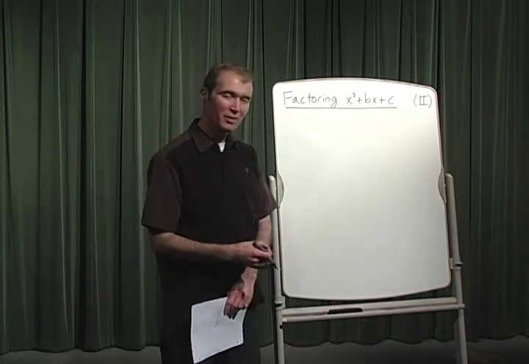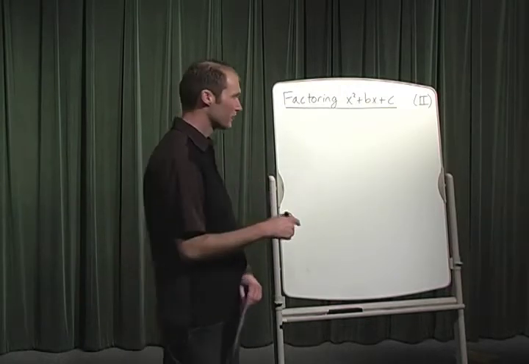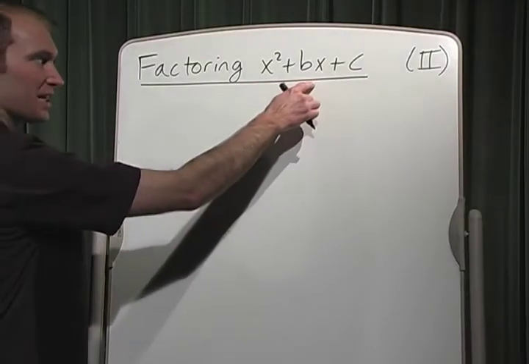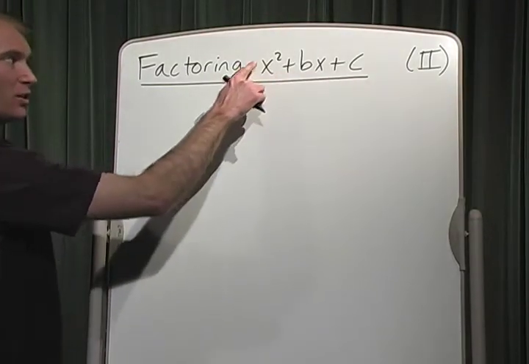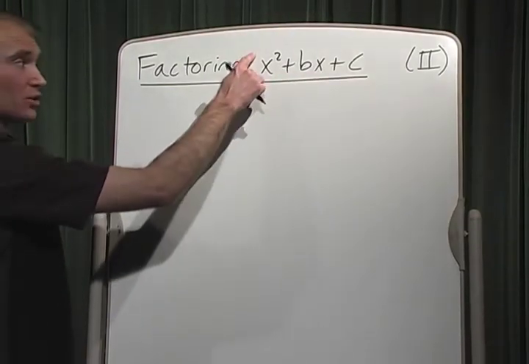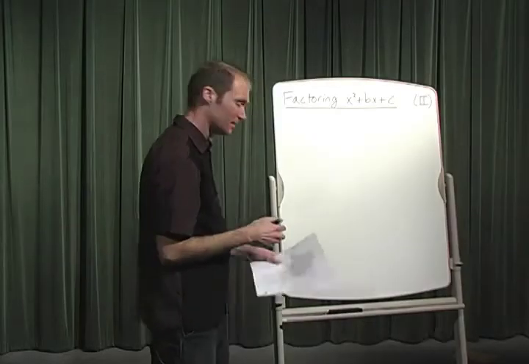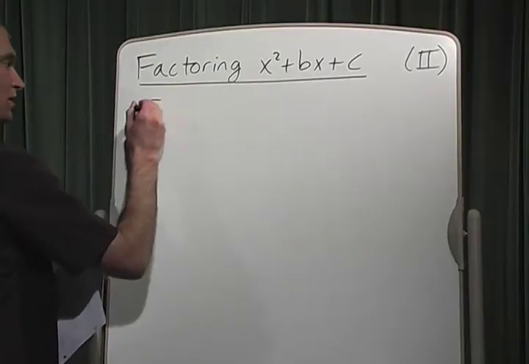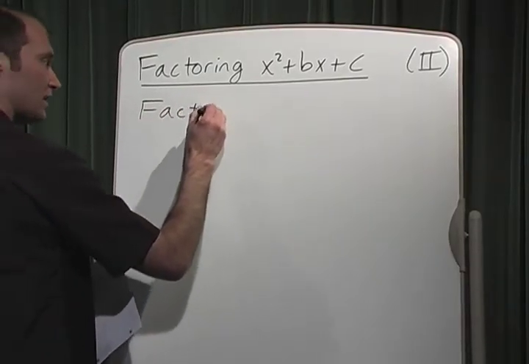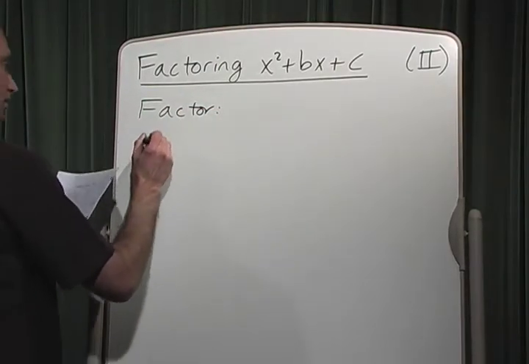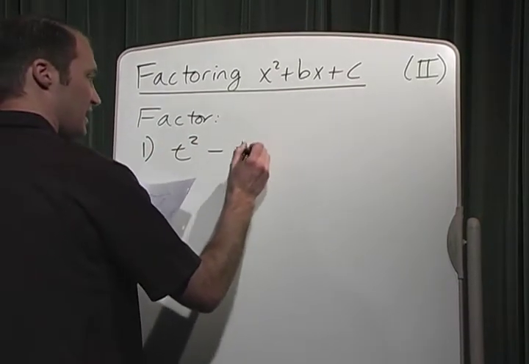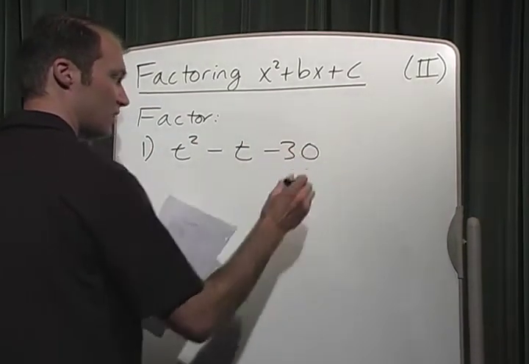I'd like to talk with you about part 2 of factoring trinomials of the form x squared plus bx plus c. Now notice how the coefficient before the x squared is a 1. Now if I have a problem that goes like this, I want to factor t squared minus t minus 30.